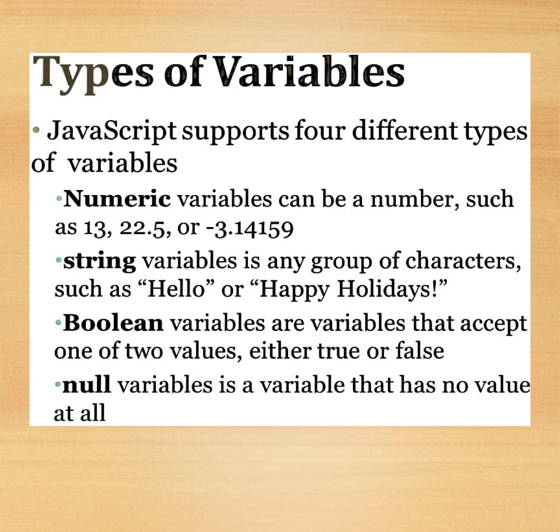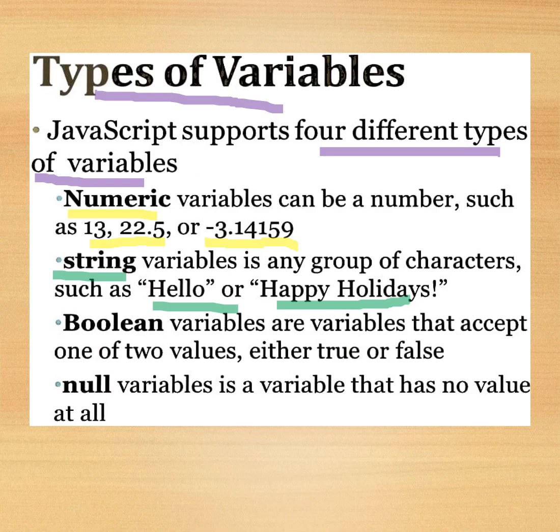Next, types of variables. JavaScript supports four different types of variables. Numeric variables can be a number such as 13, 22.5 or minus 3.14159. Which means that it supports both integers, that is 13 is an integer, and 22.5 is a floating type. Next we have string. A string variable is any group of characters such as hello or happy holidays. So this is all string characters, right?